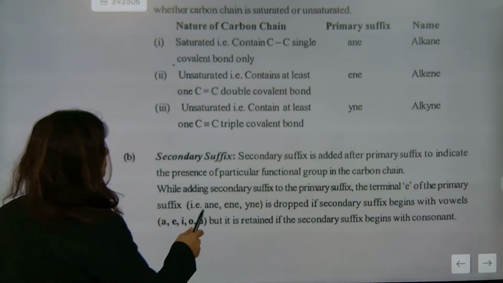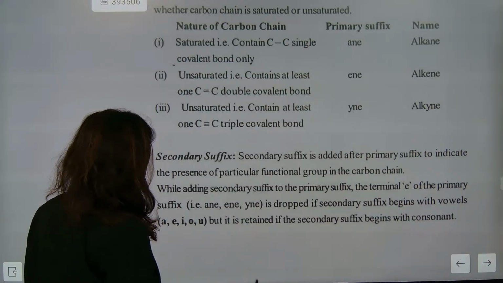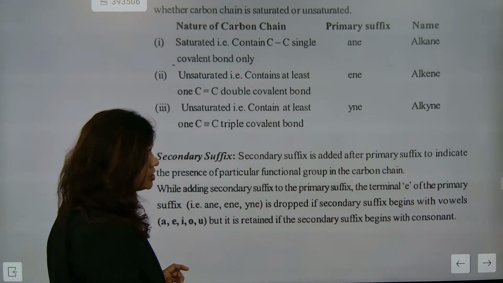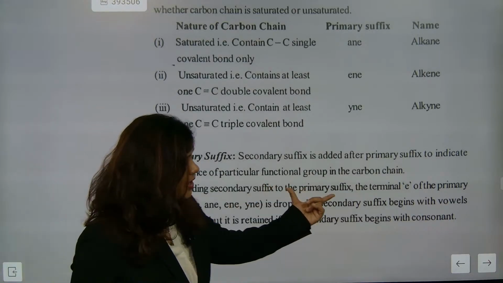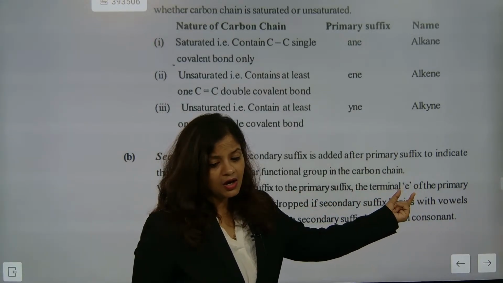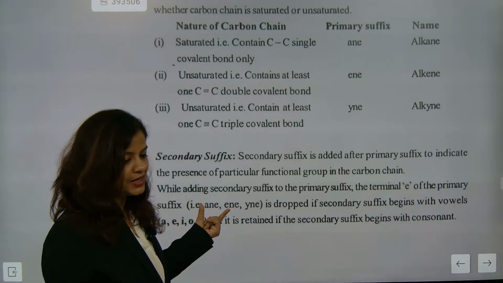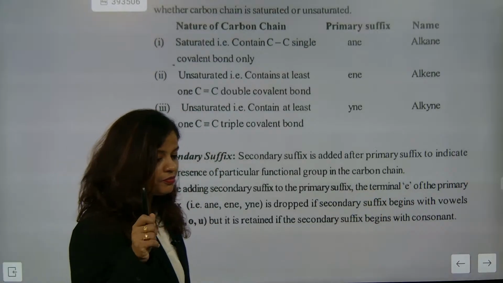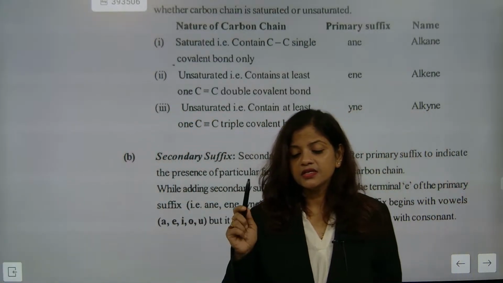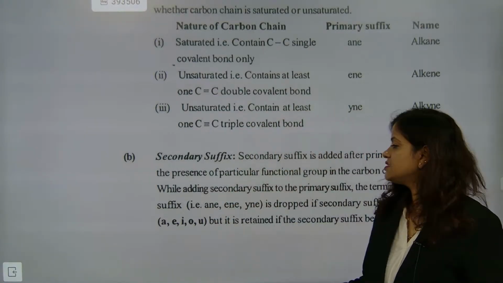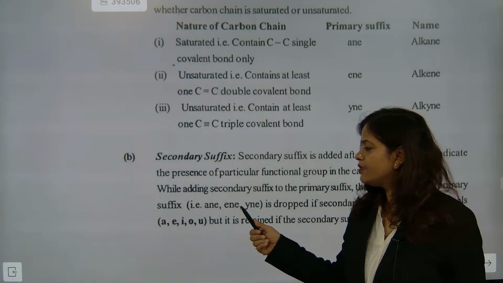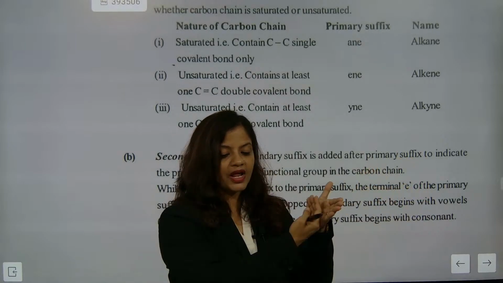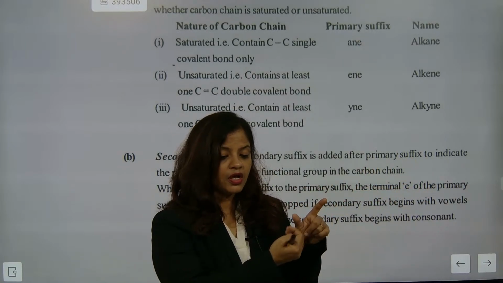Now, it is the presence of a particular functional group that determines what gets added, and you need to remember this part. While adding a secondary suffix to the primary suffix, the terminal E of the primary suffix, like in alkyne, is dropped if the secondary suffix begins with a vowel. If the secondary suffix starts with a vowel, then the last E of the primary suffix will be removed. This is one important part for the secondary suffix. Before the secondary suffix is added to the primary suffix, we have to remove the E. Understood? Then that means what?